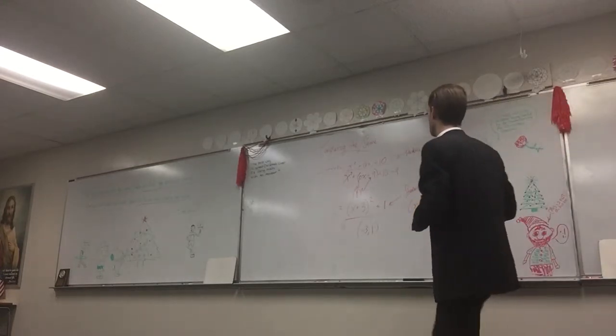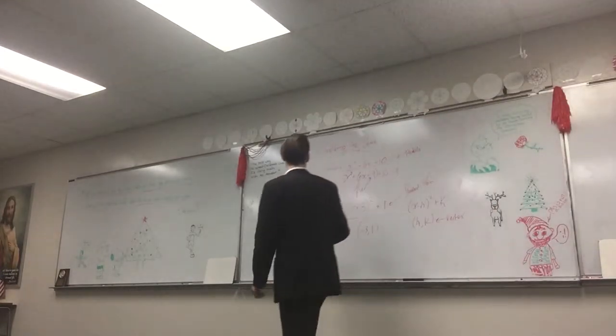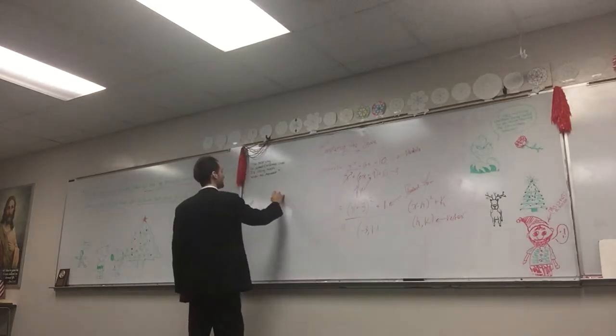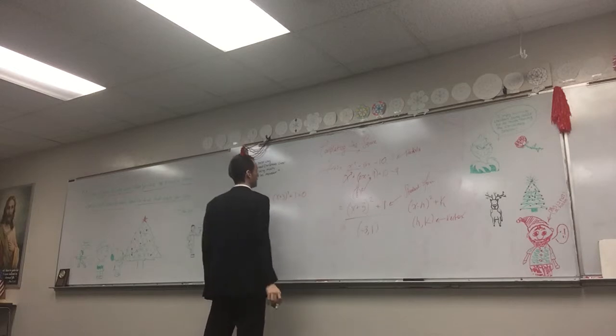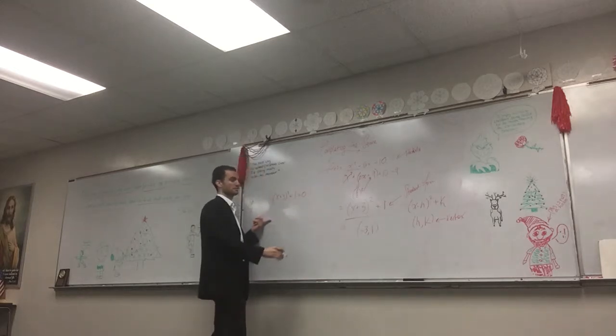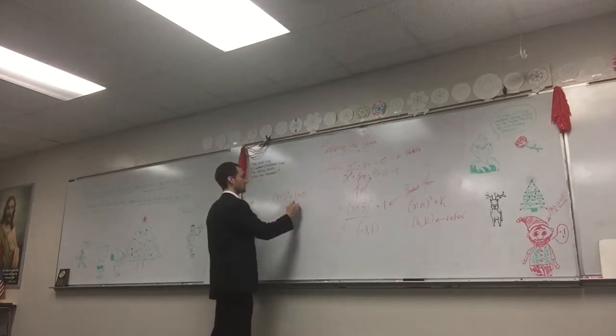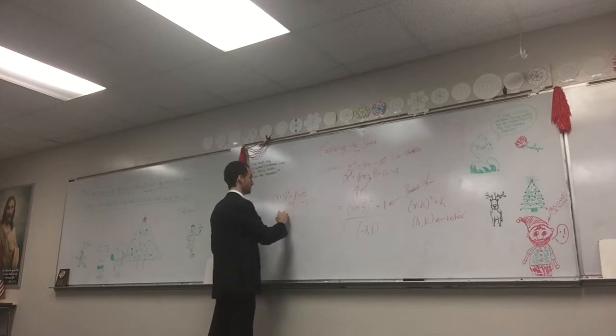Good. Now, what do I do if I want to find the zeros of a parabola? Solve for x. Solve for x by setting this equal to what? 0. So I do (x + 3)² + 1 = 0, right? Then what do I do? Subtract the 1. And I get (x + 3)² = -1.